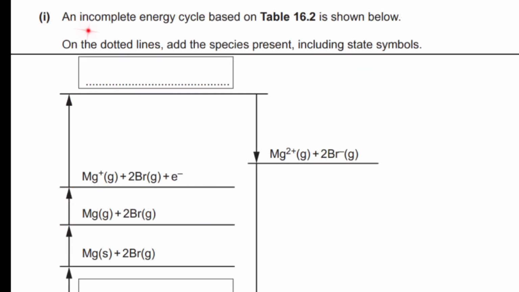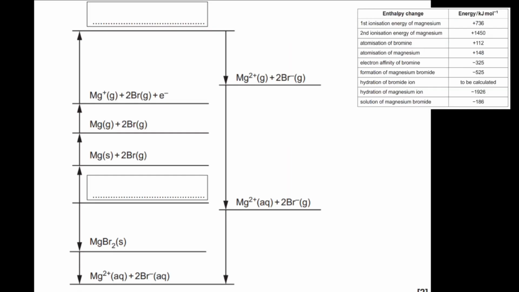Part 1. An incomplete energy cycle based on table 16.2 is shown below. On the dotted line, add the species present, including state symbols. So we have this incomplete Born-Haber cycle. We're starting off with magnesium solid plus bromine liquid. So that will be the first thing we start with here. So that should be magnesium solid plus bromine liquid.